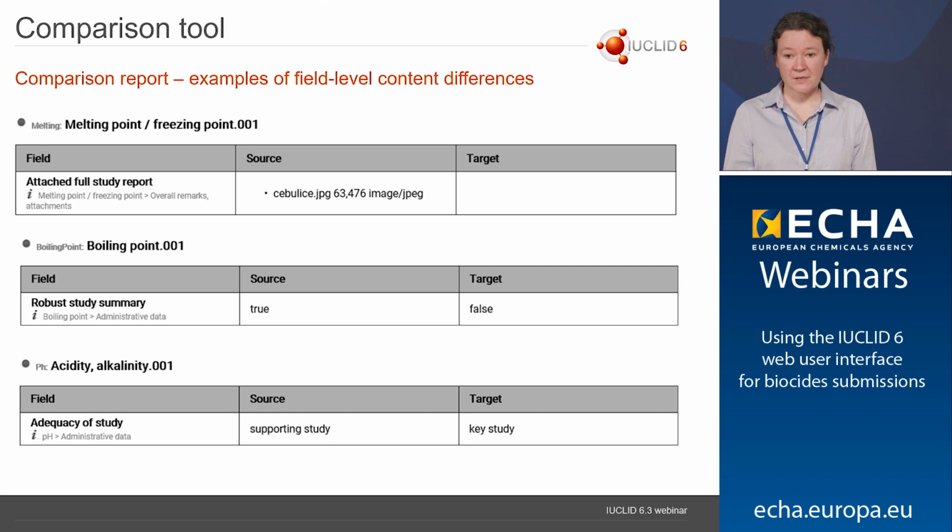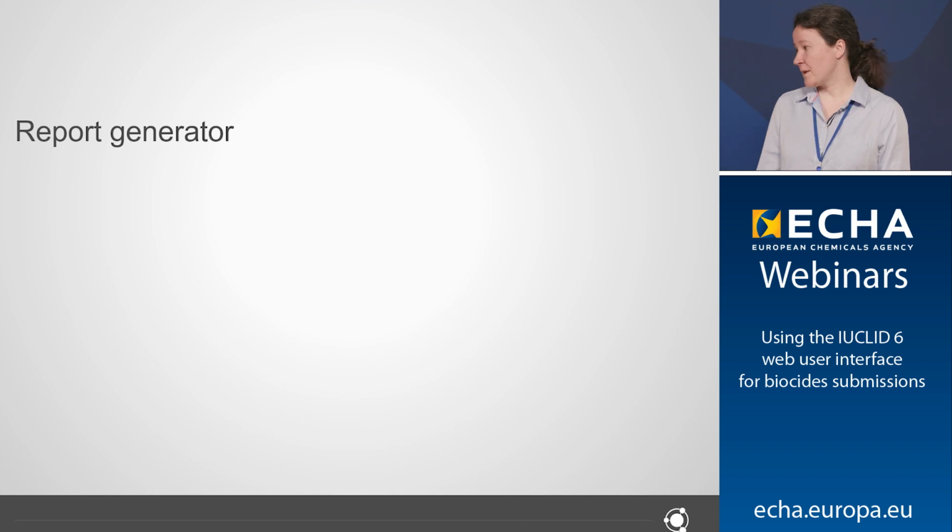And here there are some examples of what we compare. For example, we compare the attachments, we compare the checkbox if it's true or false, and we also compare the content of the pick list. So here I will give the floor to my colleague Mark Roberts, who will tell you about the improvements for report generators.